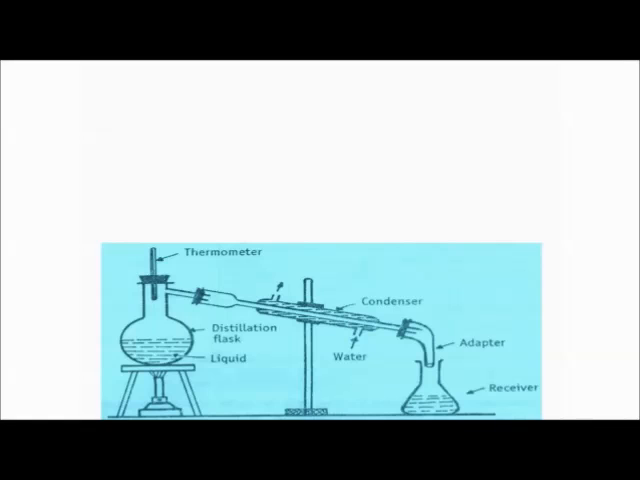Now this is the apparatus. So what is there in the construction? Simple. It consists of a distillation flask. So this is the distillation flask. It is a simple round bottom flask made up of glass, right? It consists of a distillation flask with a side arm sloping downward. So this is the side arm which is sloping downward, right?